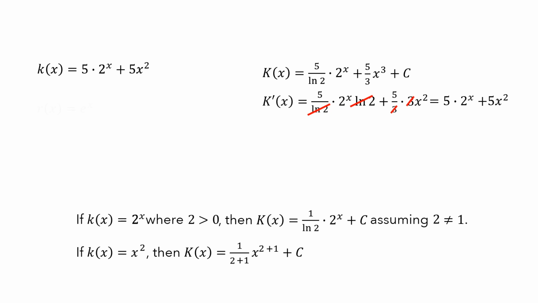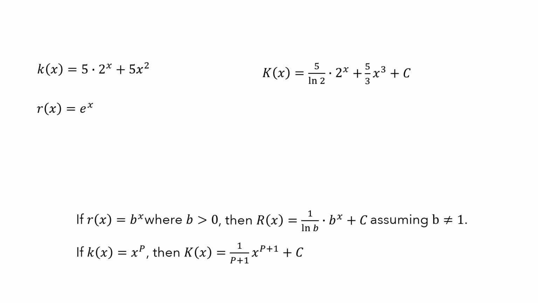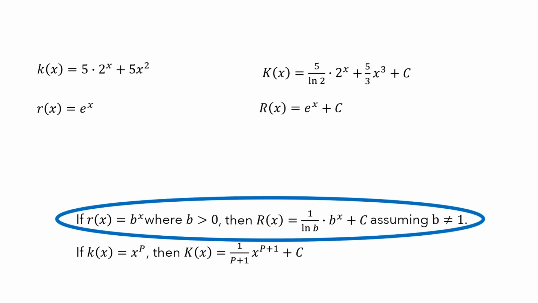For our last example, let's look at e to the x. The derivative of e to the x is e to the x, so the antiderivative should be e to the x plus c. But we have a rule for exponential functions. Would it work here? If we use e as the base, then the rule looks like this, and our antiderivative would be 1 divided by the natural log of e times e to the x plus c. But the natural log of e is equal to 1, so this antiderivative would simply be 1 times e to the x plus c, which matches our guess. So the antiderivative formula also works for e to the x.